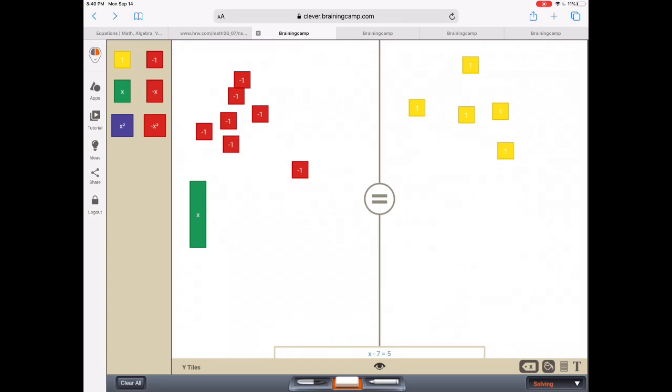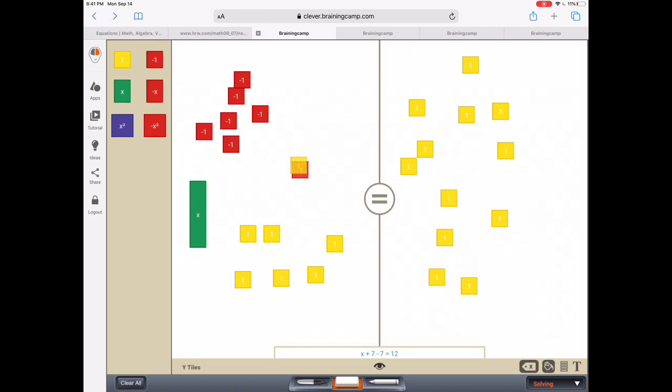but again, I can't just erase them. I have to do it mathematically. So I need to add +7. So 3, 4, 5, 6, 7. The reason I'm adding 7 is because to get rid of the -7, I need to add 7. And if I add 7 to that side, I'm going to have to add 7 to the right side. So 2, 3, 4, 5, 6, and 7.